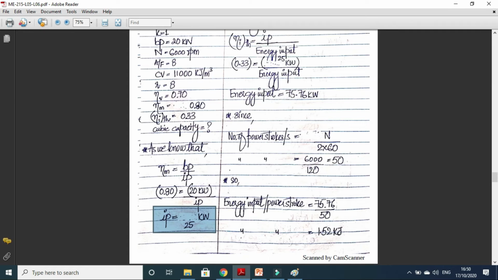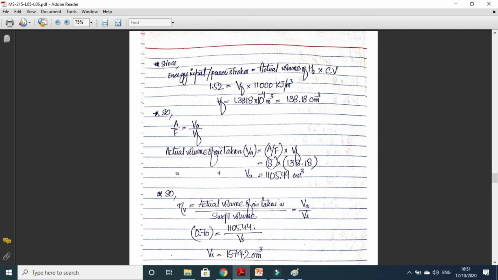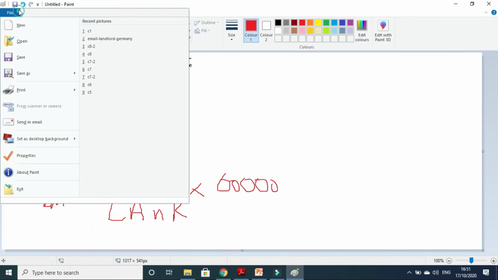So now if you need the energy input per power stroke, you can divide the 75.76 kilojoule per second by 50 power strokes per second. So second will be cancelled out. So it's coming out to be 1.52 kilojoule per power stroke. So now this energy input per power stroke can also be found with the help of the actual volume of hydrogen multiplied by calorific value. So actual volume of H2, take here.